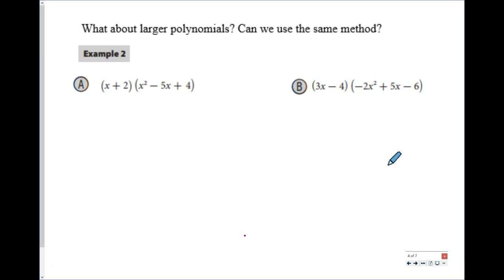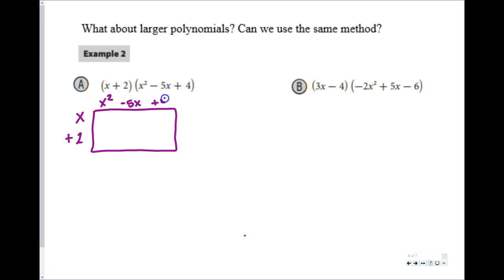Now my area model is going to look a little bit different. So I've got the x plus 2 here. So this is going to be x plus 2 on the side. And then on top, I've got a much larger polynomial, so I need to make a bigger box. I've got x squared minus 5x and then plus 4.